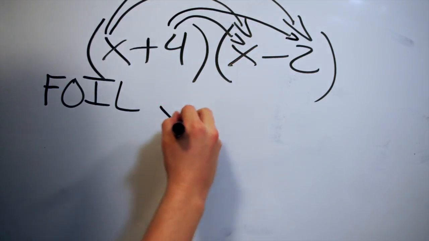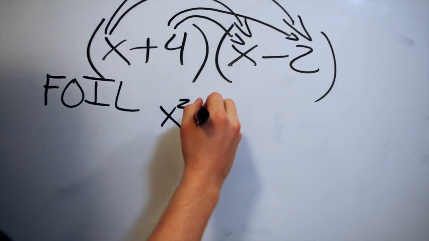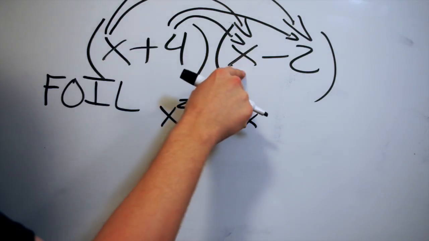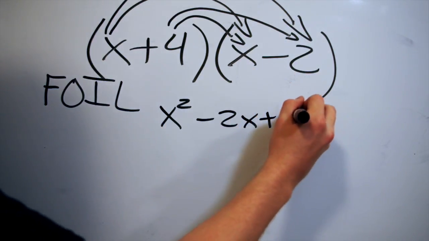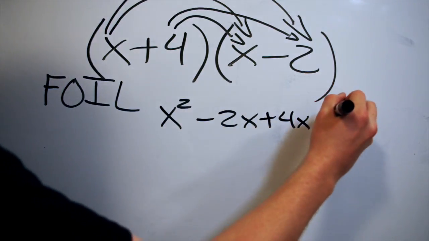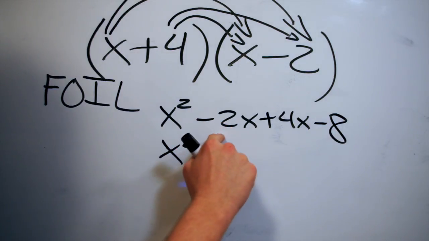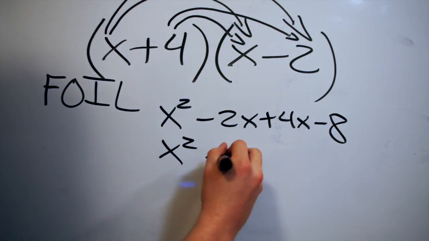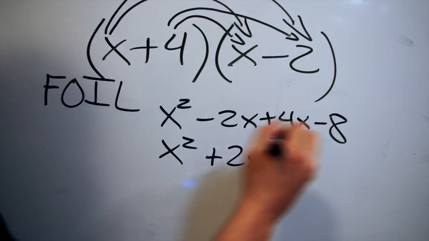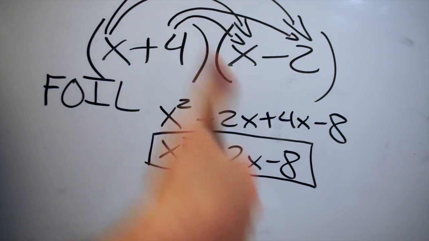So that gives us x squared, minus 2x. Then we'll multiply that 4 and that x right there, plus 4x. We'll multiply that 4 and that negative 2 there, and they'll give us a negative 8. Now we can bring everything down, so we'll get x squared, minus 2x plus 4x will give us plus 2x, and then we'll just keep that 8 there. And that should be our answer right there. We'll box it up all nice and pretty.